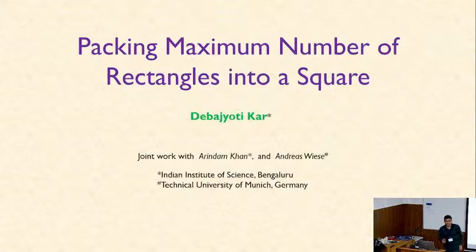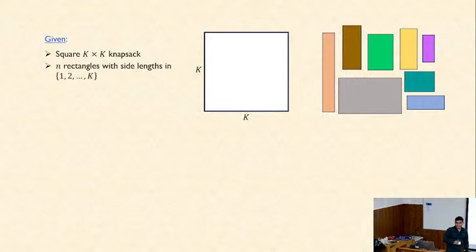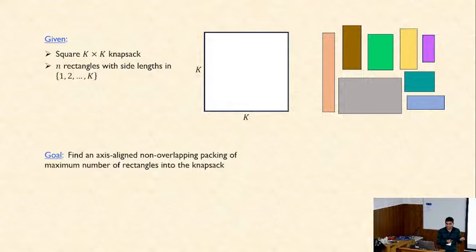Okay, so a disclaimer first. What I'm going to talk about is going to be more of a puzzle problem than a problem on graphs. Suppose you are given a square of side length k, and say k is an integer for simplicity, and you are given a collection of n rectangles whose dimensions are integers between 1 and k. Now you want to pack as many rectangles as possible into this square, such that no two of these rectangles overlap each other.